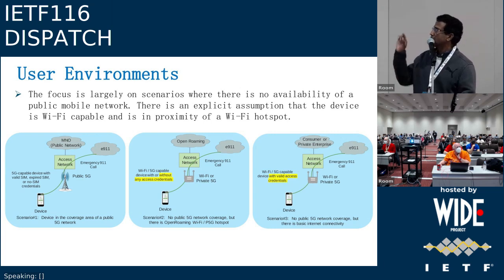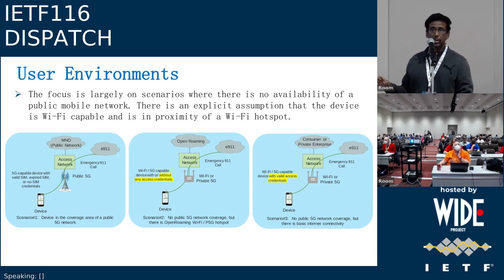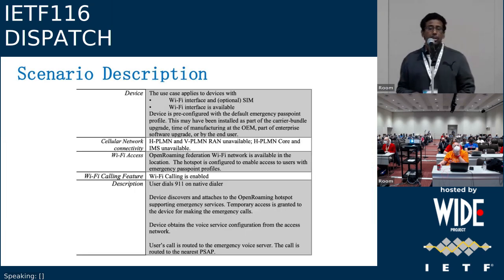Now, the middle scenario is what? If the access network is a trusted network, for example an OpenRoaming hotspot, where the access network has certificates issued by the roaming consortium, it's a trusted node. In such scenarios, how can we make the 911 call happen? I think that is the scenario that we are looking at. Next slide, please.